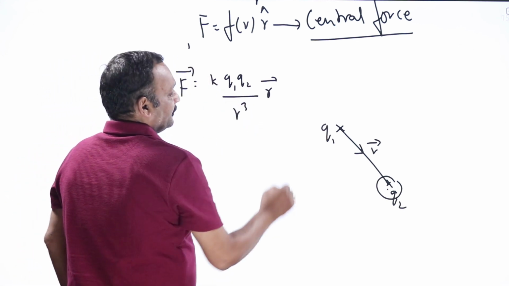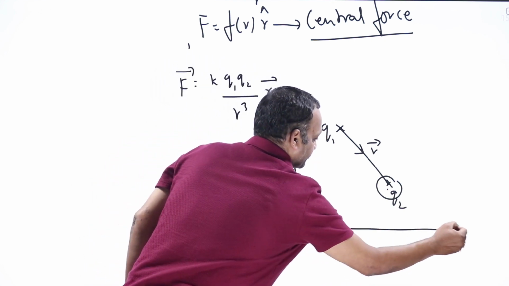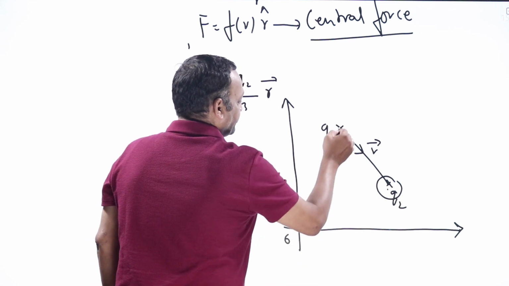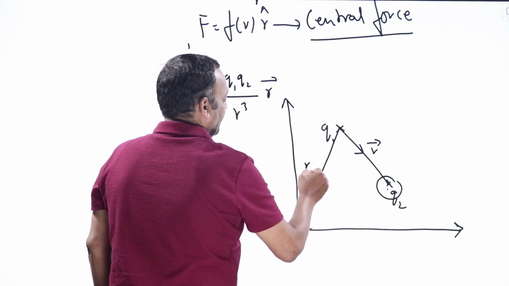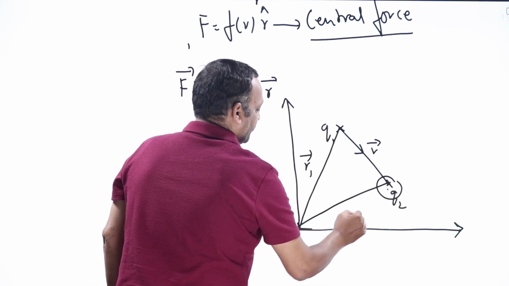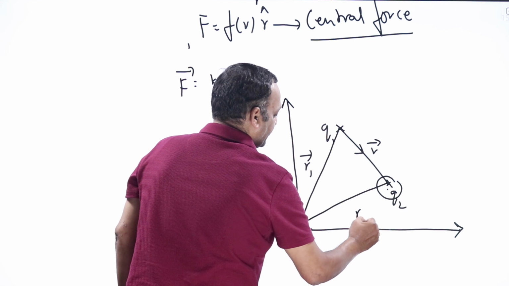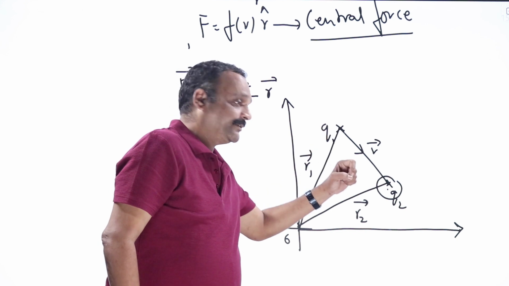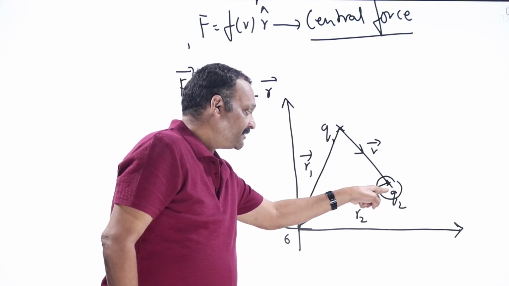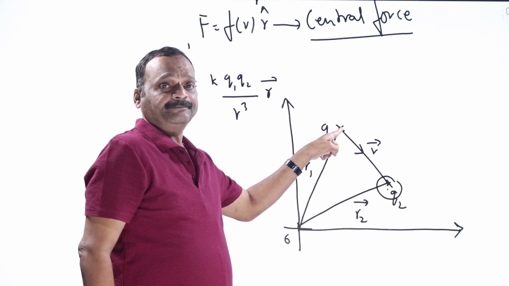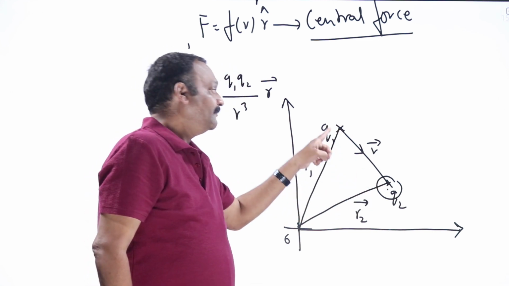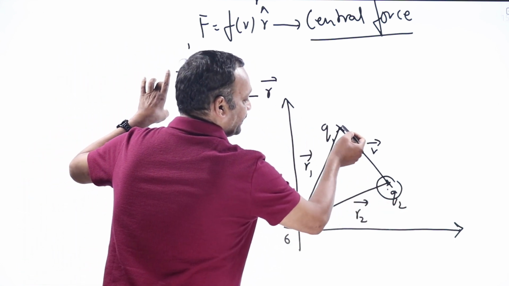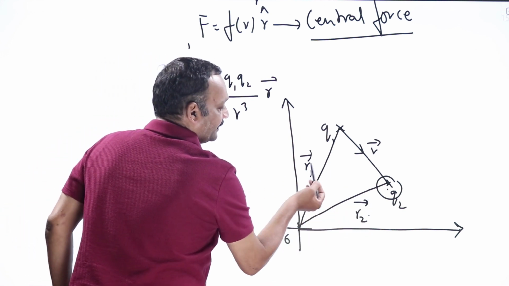Now suppose the position vectors of the individual charges are also given with respect to some coordinate system. Suppose the position vector of Q1 with respect to the origin is r1 bar, and the position vector of Q2 with respect to the origin is r2 bar. What is the force, in magnitude as well as direction, experienced by Q2 due to Q1? The position vector of Q2 with respect to Q1 is nothing but r2 bar minus r1 bar.